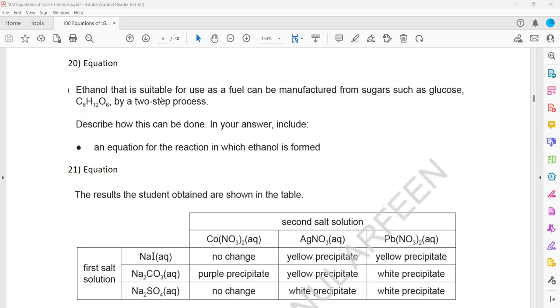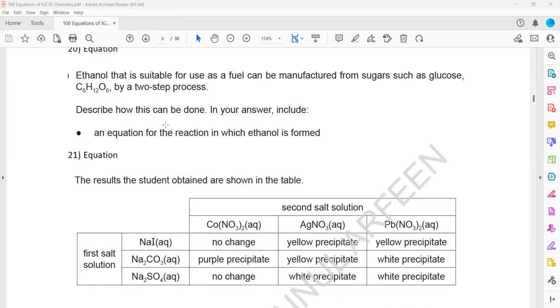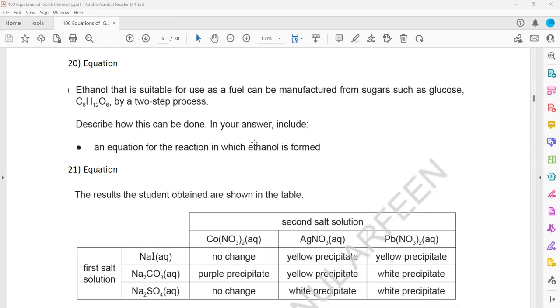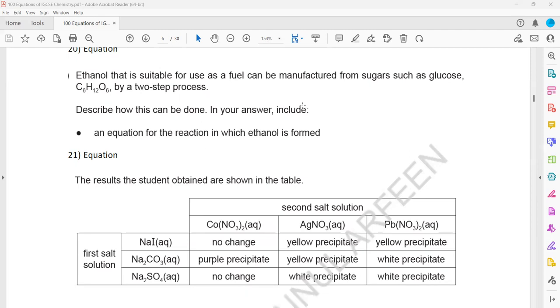Ethanol that is suitable for use as a fuel can be manufactured from a sugar such as glucose, C6H12O6, by a two-step process. Describe how this can be done. In your answer, include an equation for the reaction. How ethanol can be made from glucose. You can use any part of this.